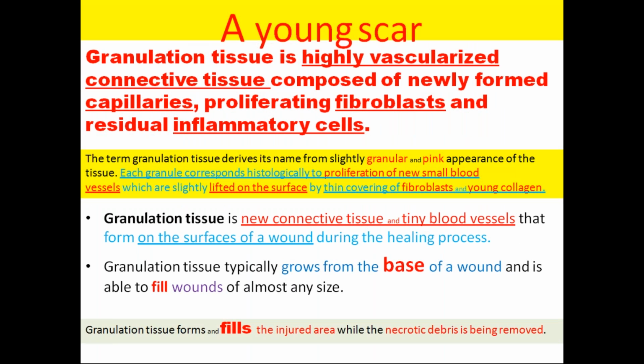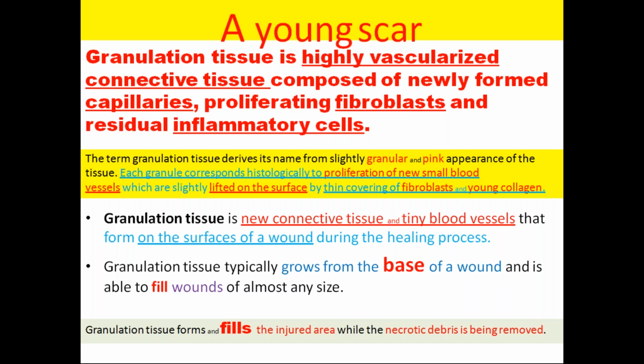What is granulation tissue? It is a young scar. It is highly vascularized connective tissue composed of newly formed capillaries, proliferating fibroblasts, and residual inflammatory cells. This connective tissue consists of newly formed capillaries, proliferating fibroblasts, and inflammatory cells. The term granulation tissue derives its name from the slightly granular and pink appearance of the tissue. Each granule corresponds histologically to proliferation of new small blood vessels, which are slightly lifted on the surface by a thin covering of fibroblasts and young collagen.